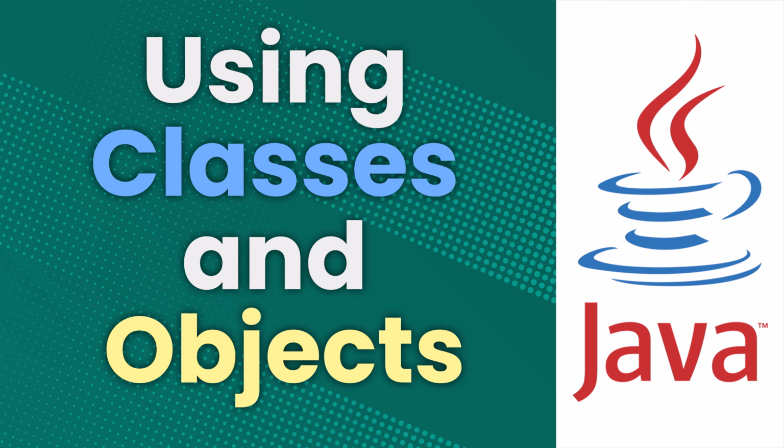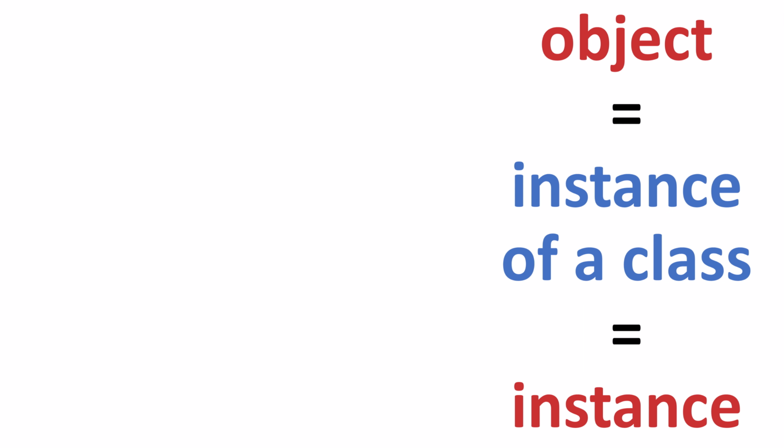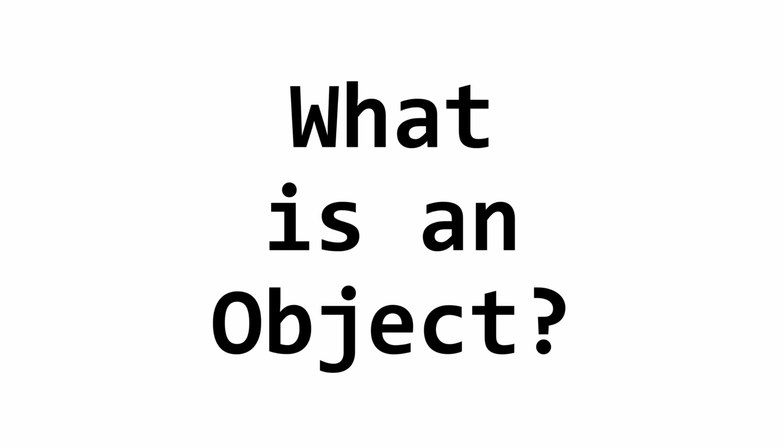In this Java tutorial, you'll learn about using classes and creating objects. By the way, an object is also called an instance of a class or an instance. First, let's talk about what an object is.